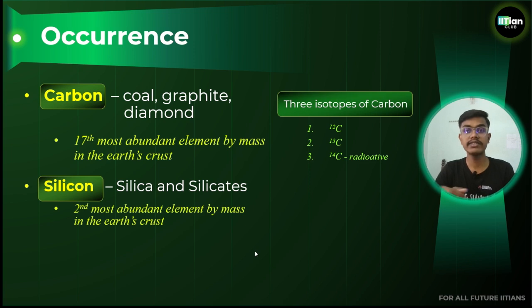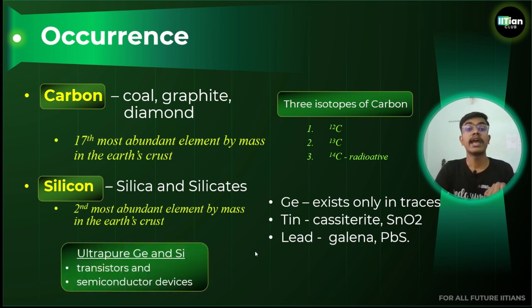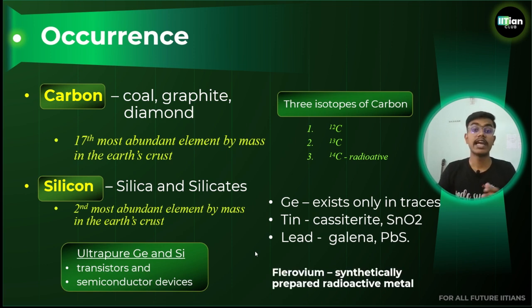Next, we have silicon, which occurs as silica and silicates. It's the second most abundant element by mass. Then we have germanium, which exists only in traces, tin as cassiterite, and lead as galena, PbS. And you should note, ultra pure germanium and silicon are used in transistors and semiconductor devices. And flerovium, which also belongs to this group, is a synthetically prepared radioactive metal.